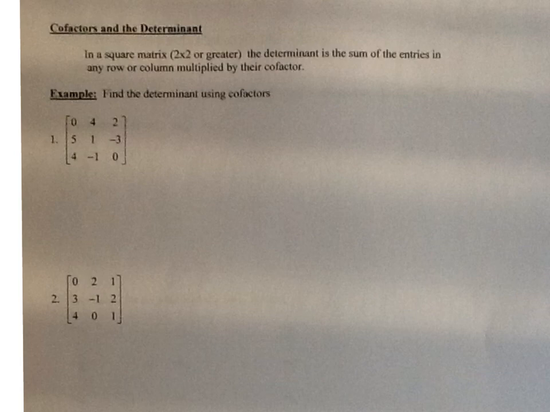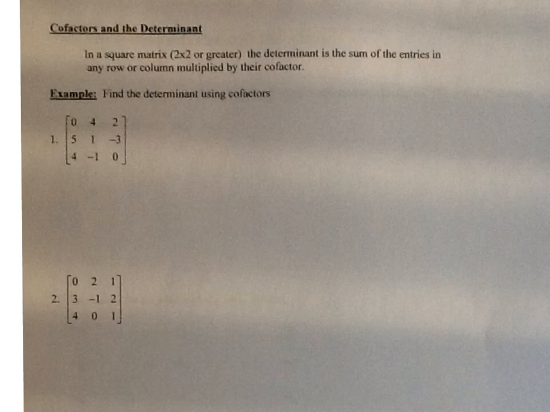Okay, so you can use cofactors to find the determinant in a square matrix, 2 by 2 or greater. Now, we did 2 by 2s the other day, and then remember I said for anything larger than a 2 by 2, you can use your calculator. So now I'm going to show you how to find it by hand because we know how to find cofactors.